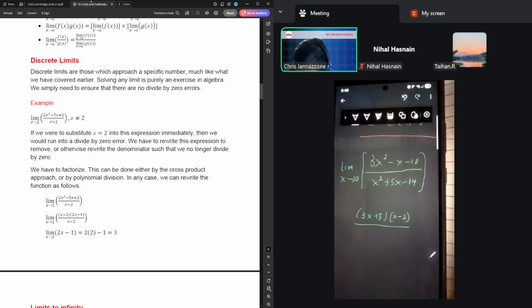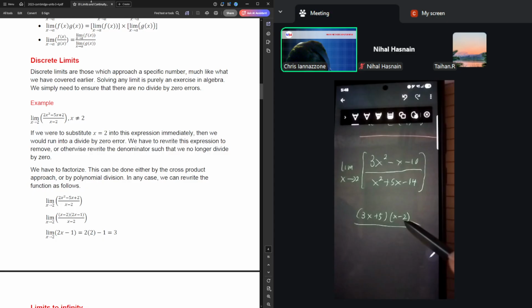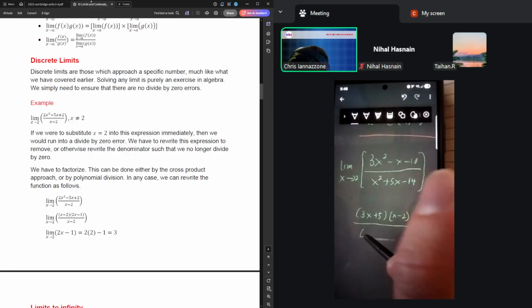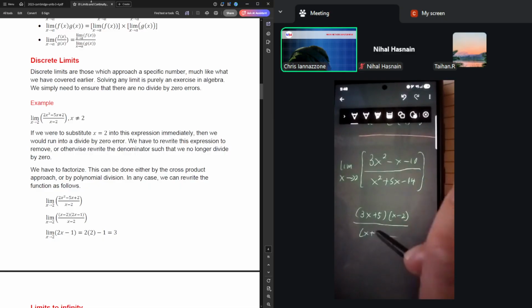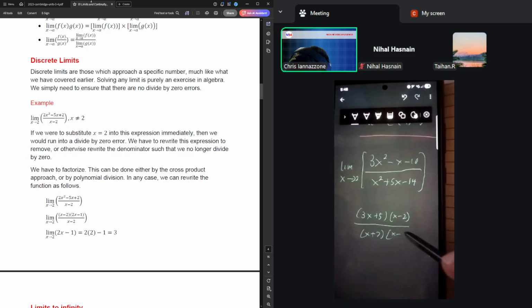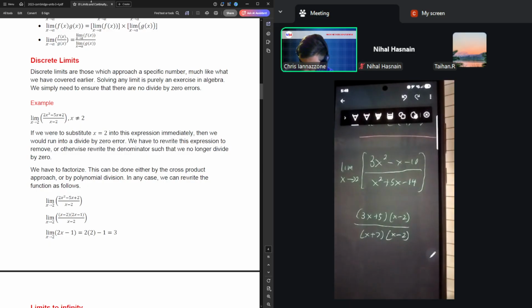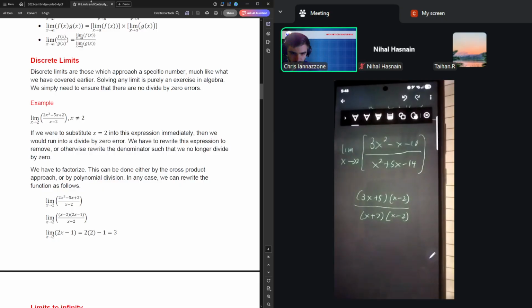And then, yeah, I mean, the bottom one's almost going to be just as easy, right? It's 7 and 2 there, I think. Positive 7, negative 2. X plus 7, x minus 2. Sweet. We've done our factorizing. What do we need to do from here?